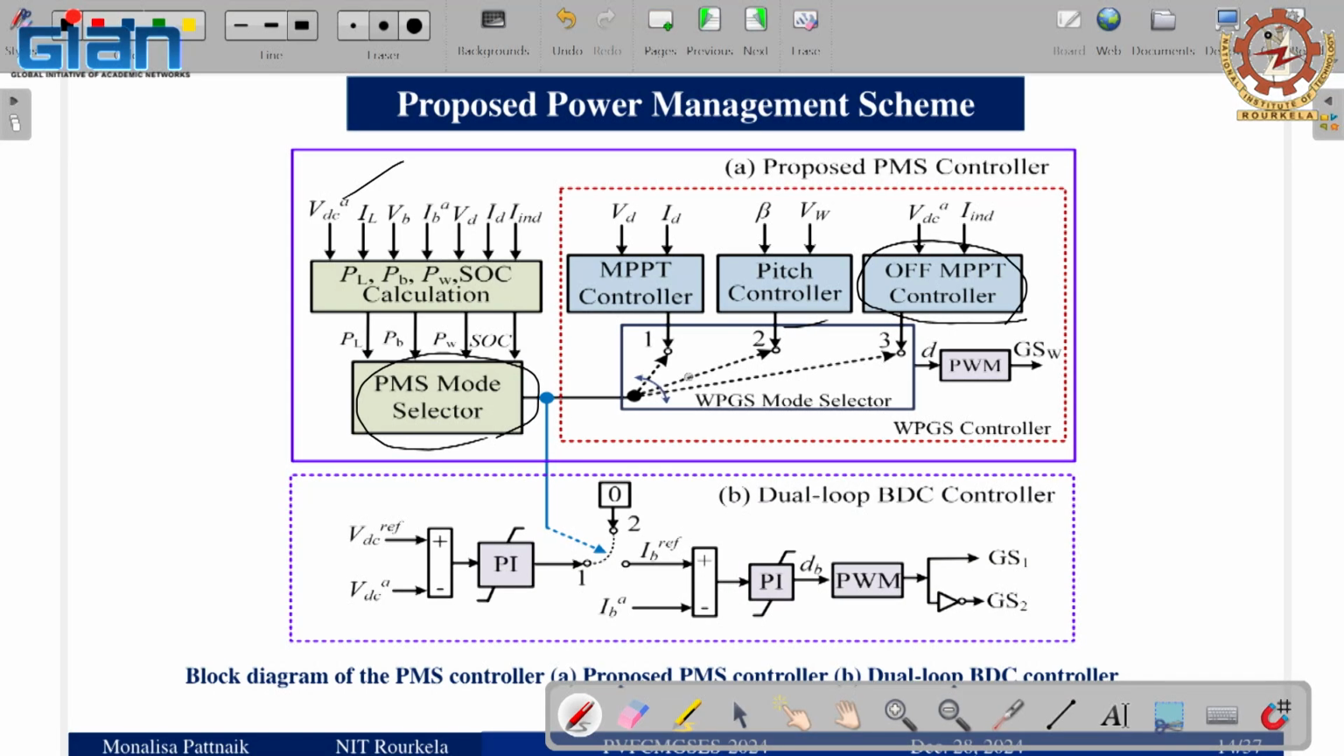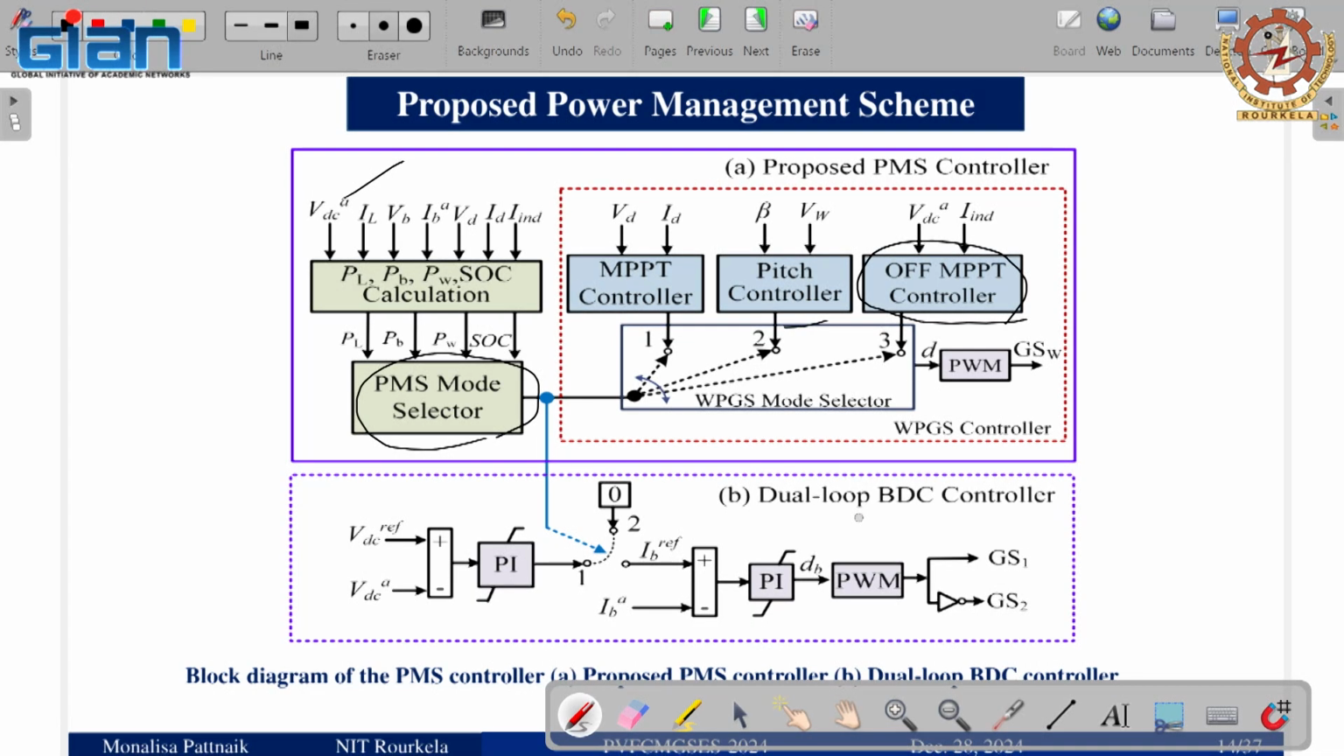The wind system should operate in which mode, depending on the condition it will check. I'll explain that on the next slide with the flow chart also. This is for the wind power generation system, or WECS also you can say. These three modes are there.